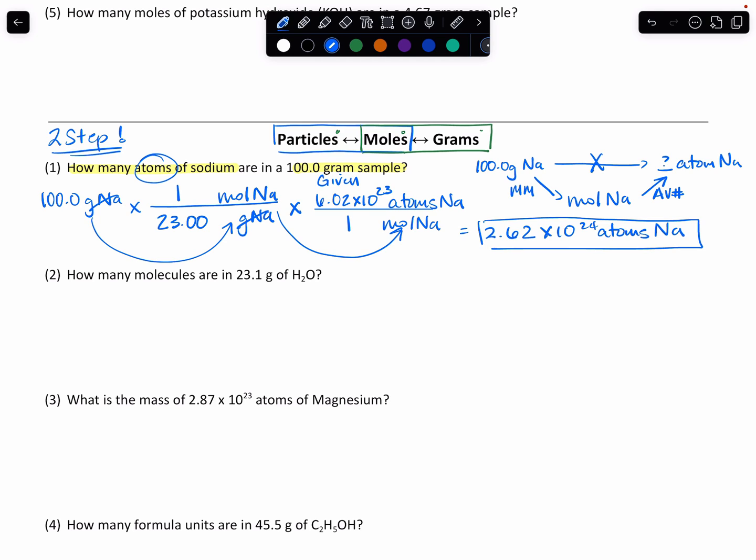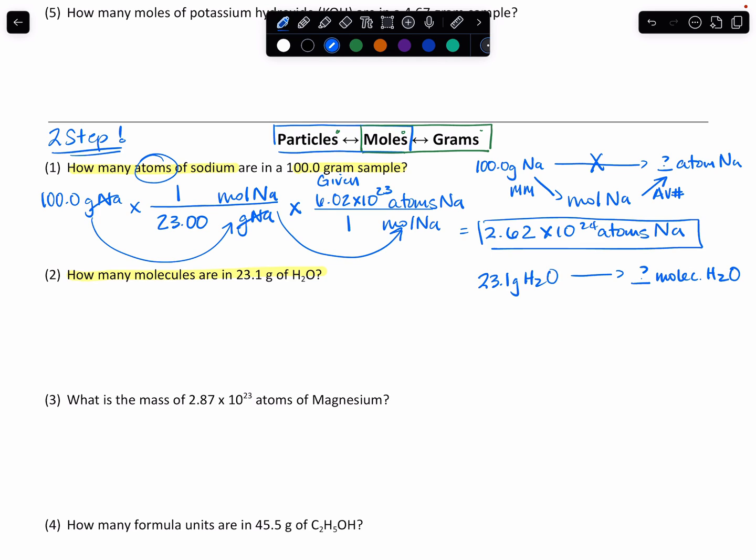Not too bad. It's a little more complicated, but again, we're just following the units. If we keep that in mind, we should be in pretty good shape. So problem 2: how many molecules are in 23.1 grams of water? We have 23.1 grams of water, and we're asked to find how many molecules of H2O we have.